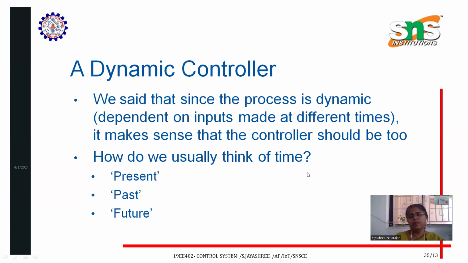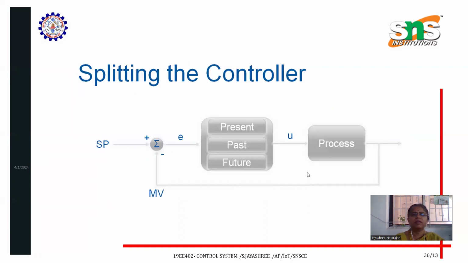So we have to look at what the present value is, what the previous value is, the past value, and the future value to control the process, to control the system. So we can split the controller three ways: one based on the present state, then past inputs and previous values, and future values.